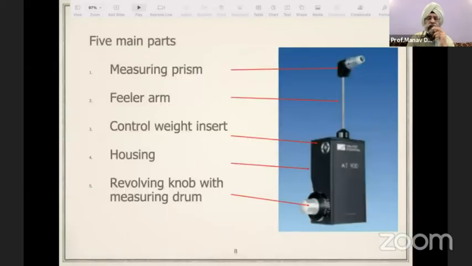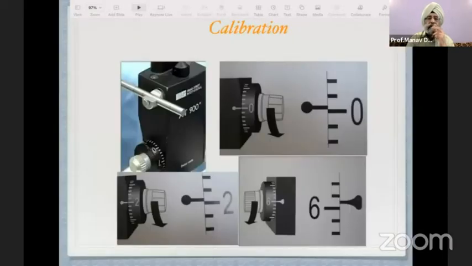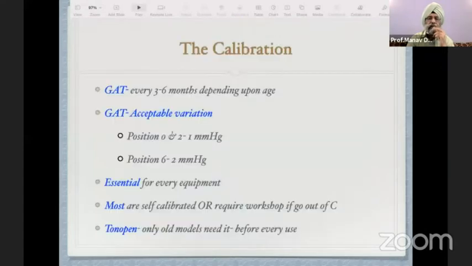These are the five main parts of the applanation tonometer, which is attached to the slit lamp. So this is about the calibration. It is generally done at 0, 2, and 6 points. This is done before we start the applanation tonometry. So I have put it at the first slide.